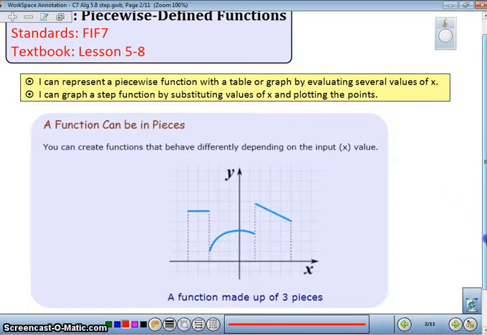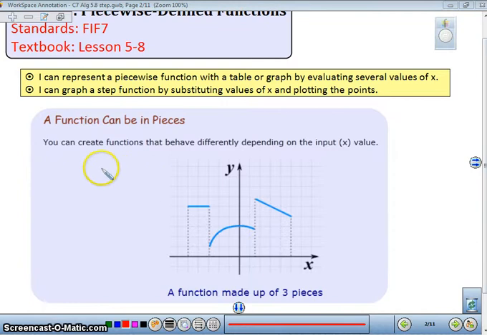So I want you to look at this graph and how different it is. It says a function can be in pieces. So you can create functions that behave differently depending on what you input for x. So this has three different pieces to it. This is a function here. Remember, each input has one output. It passes the vertical line test.